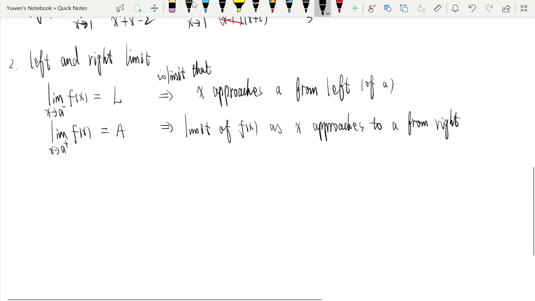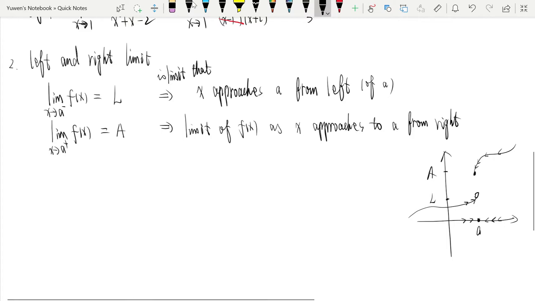The left limit and the right limit. For the graph, this is a and this is f(x). This is L. This is a. From the left of a, the limit is from this direction, and that's the left limit. And from the right, x from the right of a, we get another limit.